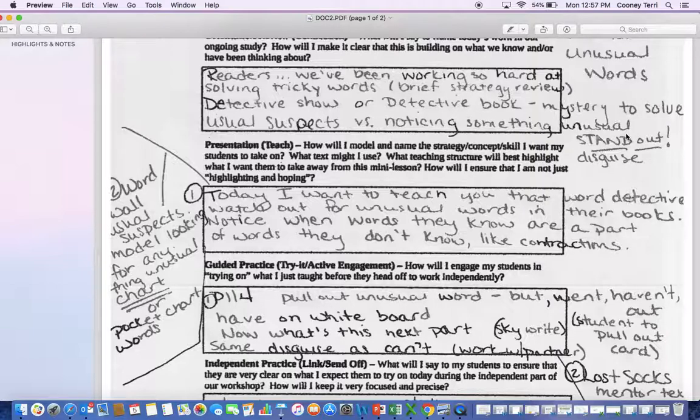And if I had a contraction on a word wall, or I could set it up in a pocket chart so that there's a group of words containing a contraction, I would then have them notice which one is unusual, which one is the suspect. Then, after we take notice of which word is the unusual word, we would go into the active engagement part of the lesson where we would try it out.